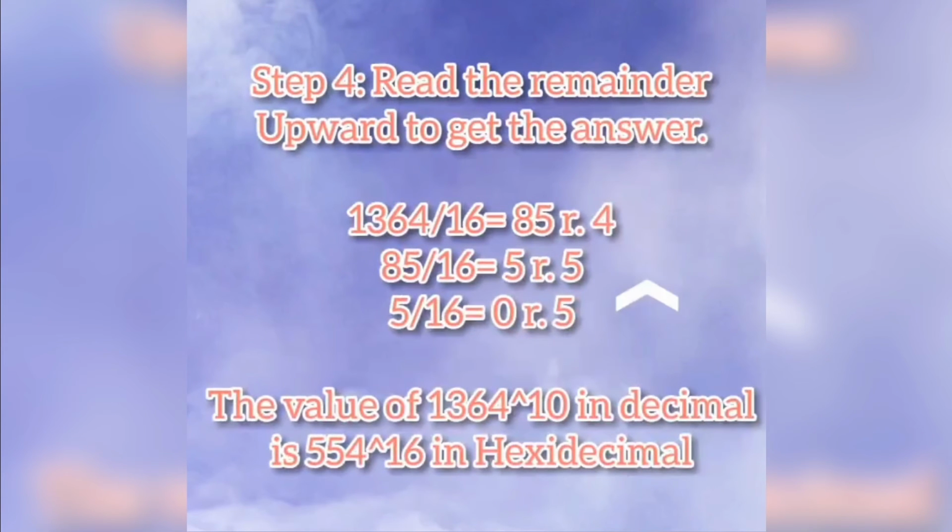Step 4. Read the remainder upward to get the answer. To read the remainder, it is 554. The value of 1364 base 10 in decimal is 554 base 16 in hexadecimal.